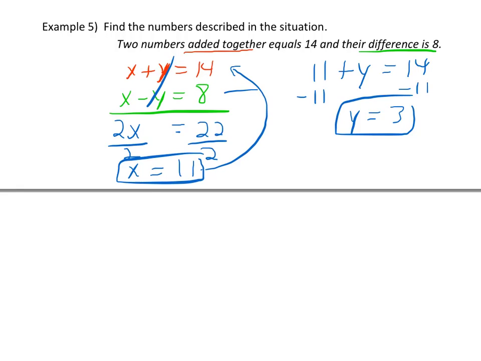You could probably do this on your own in your head and play around with some numbers to see what works, but this is just a way that you can solve it efficiently with elimination. And this ends Lesson 2.3, Video 3.